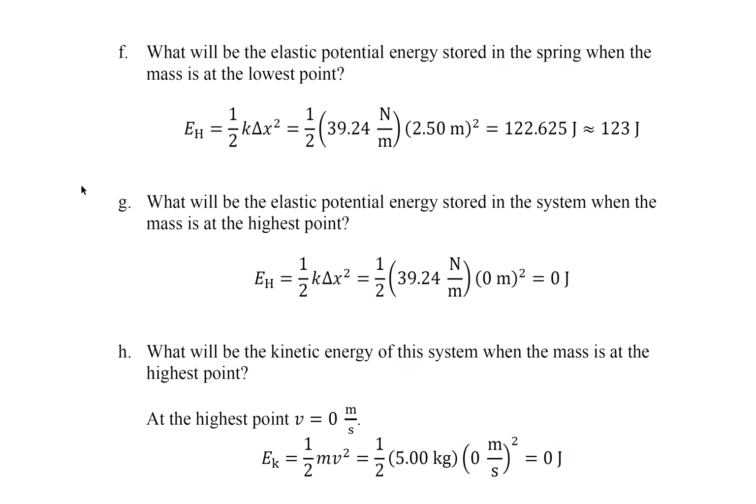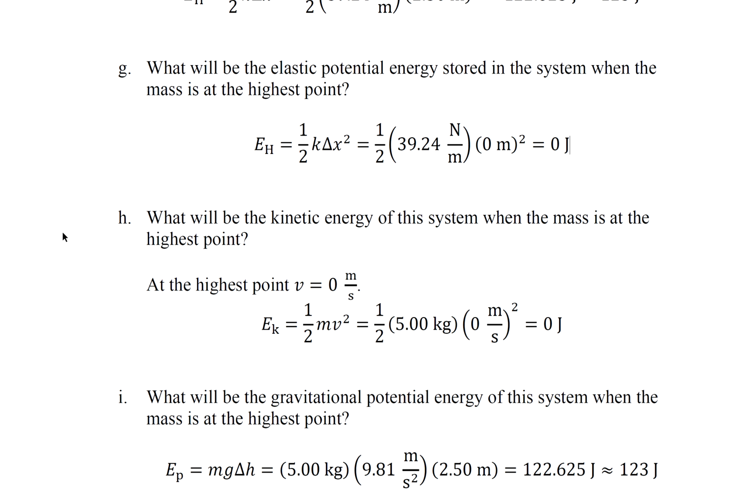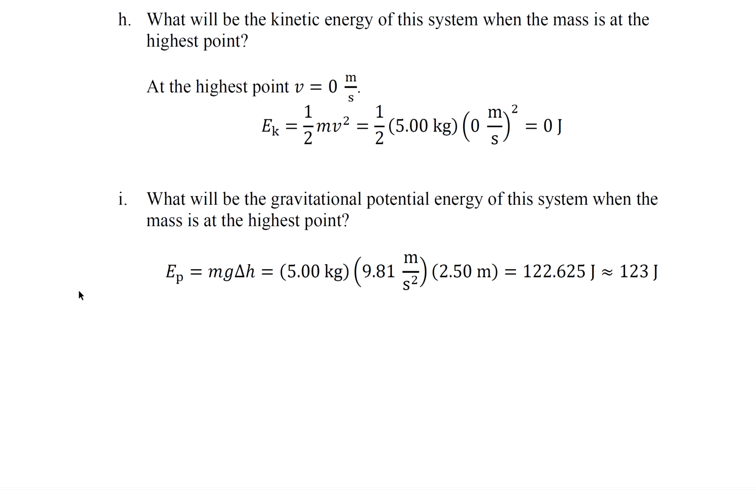Part G, what would be the elastic potential energy stored in the system when the mass is at the highest point? We have 0 joules. Part H, what would be the kinetic energy of the system when the mass is at the highest point? At the highest point, V is equal to 0. Part I, what would be the GPE of the system when the mass is at the highest point? Here we go. 123 joules.